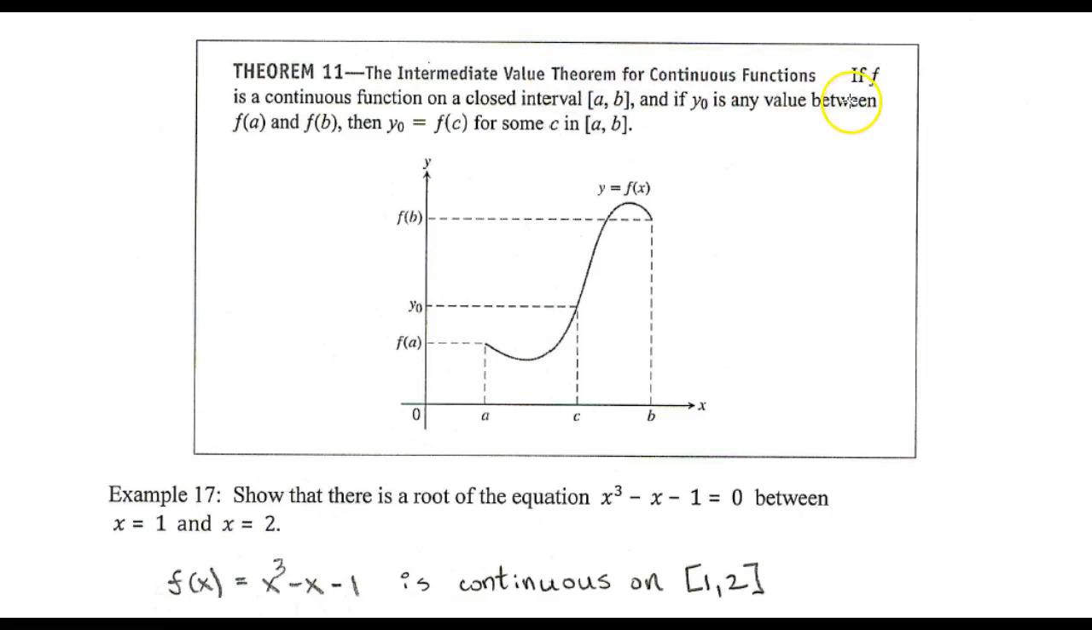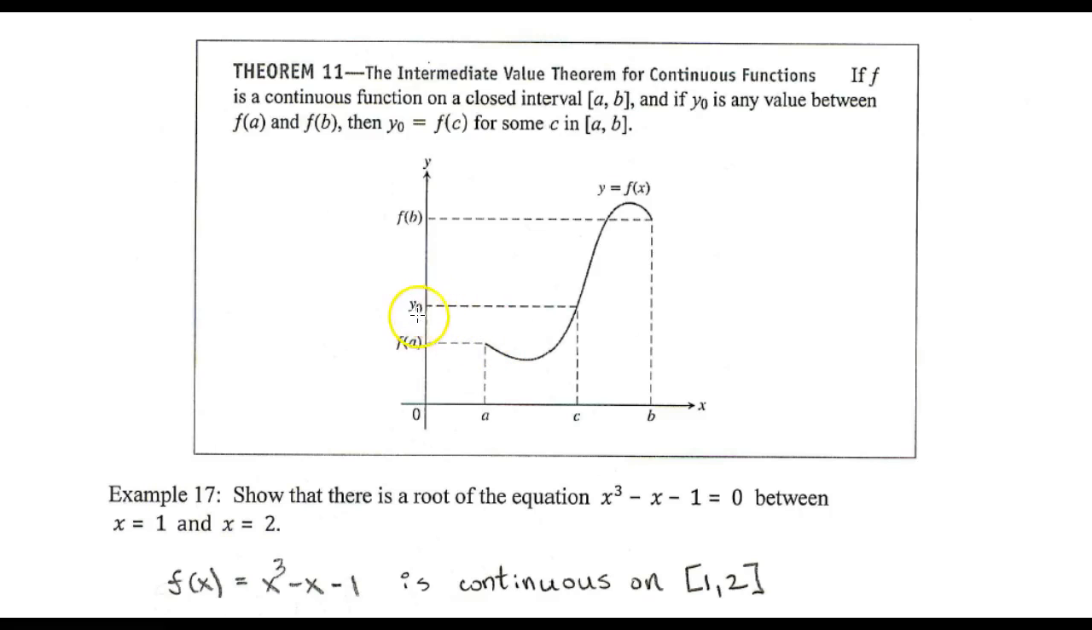It says that if f is a continuous function on a closed interval a to b, so I'm looking at this interval from a to b, I'm including the endpoints a and b, and f is continuous. So here's just an imaginary continuous function through there. And if y naught is any value between f of a and f of b, so y naught is any value between the function at the two endpoints of the interval a and b, then y naught equals f of c for some c that's in here.